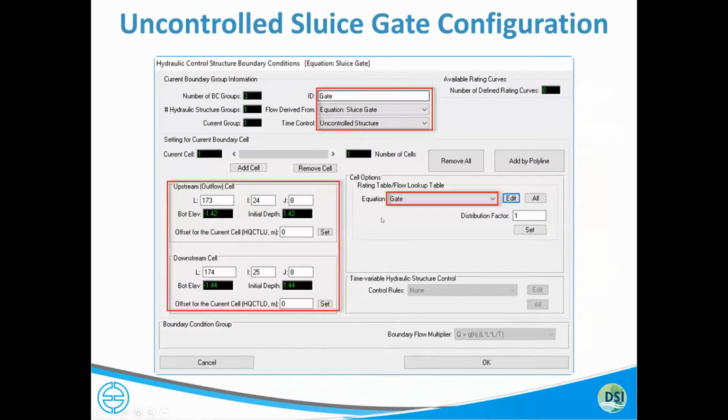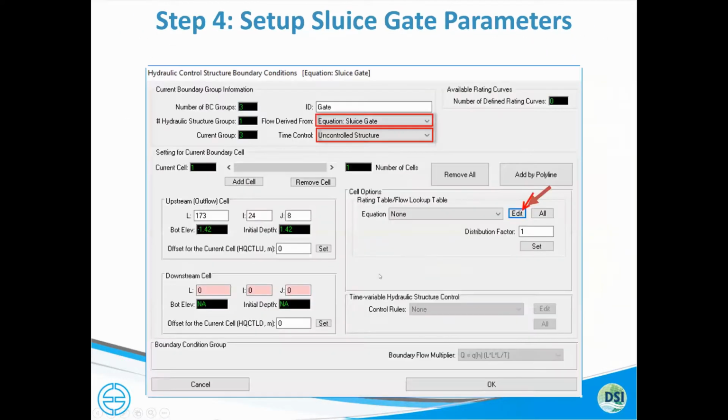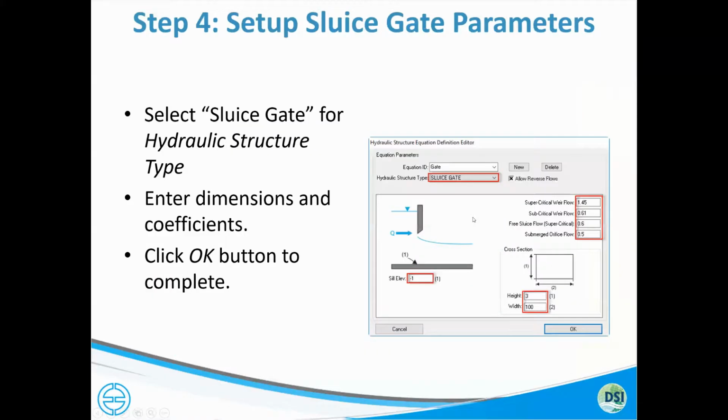So once this is set, which is, as I said, a simple number, then you come over here and you define the equation. And again, we give it the actual equation name, gate, and downstream cell. We jump here to the sluice gate. So now we're defining the actual sluice gate equation here.